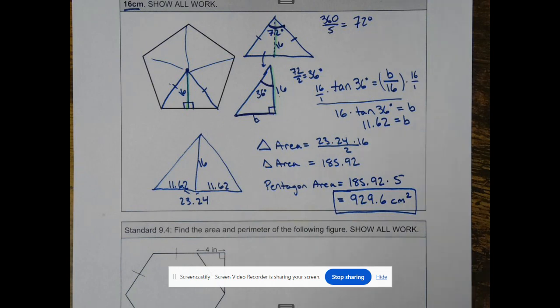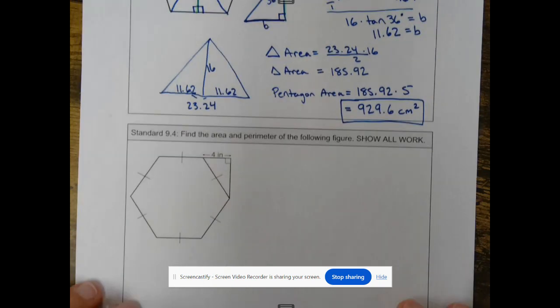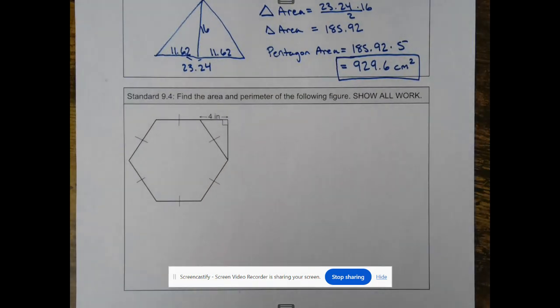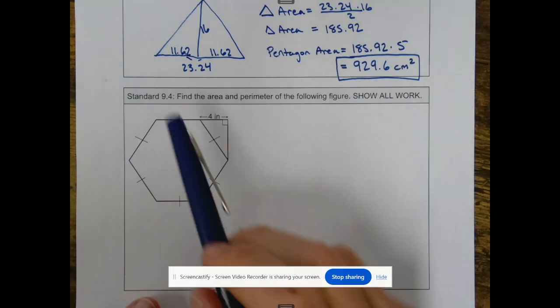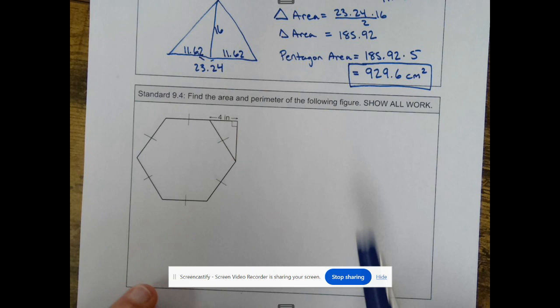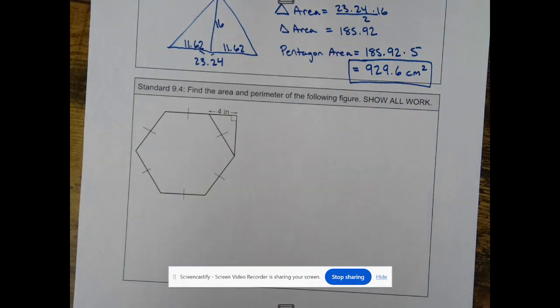Okay, let's move on to standard 9.4. So this is a bit of polygon problem solving. What are we given here? Think about what we're given. First thing I see is a regular hexagon, and then I see this triangle over here. And I know I have one length that is 4. I don't know anything about that hexagon. No side lengths, no apothem, no radius. How am I supposed to find the area?